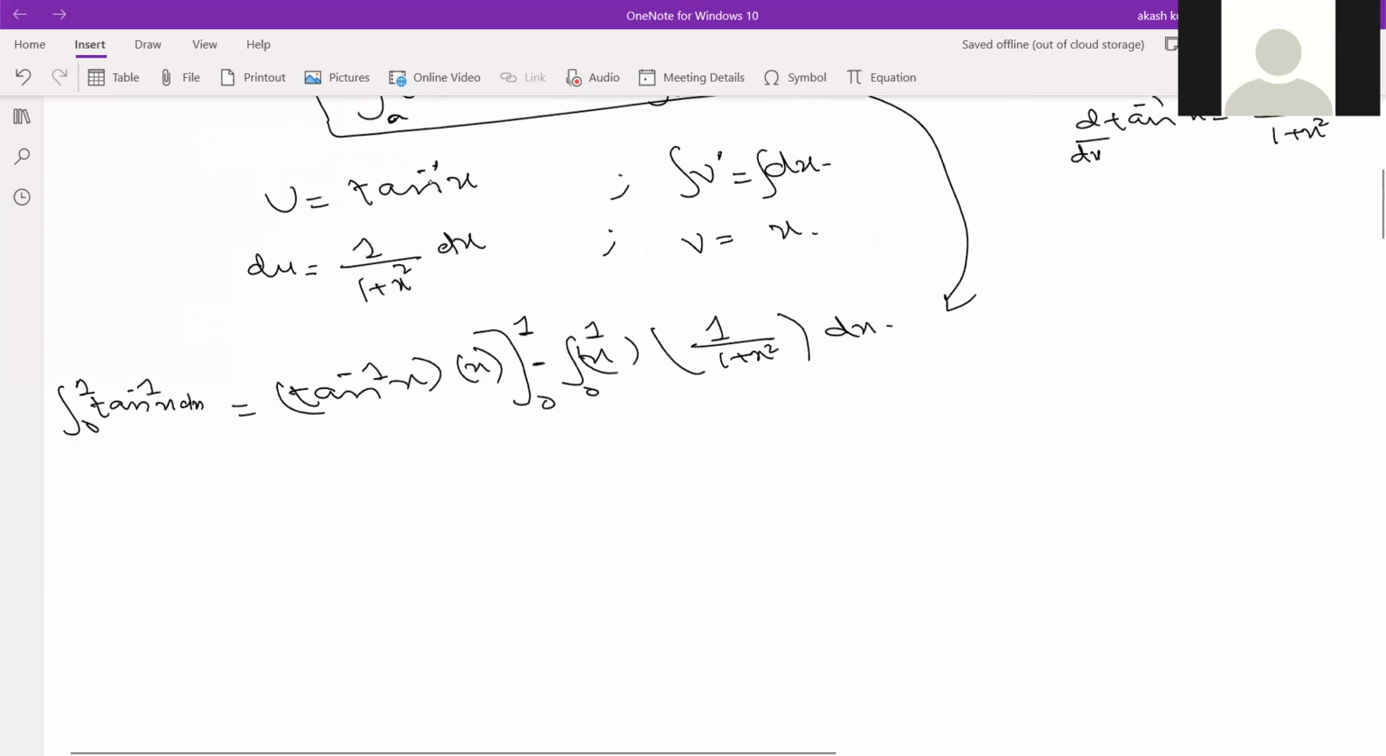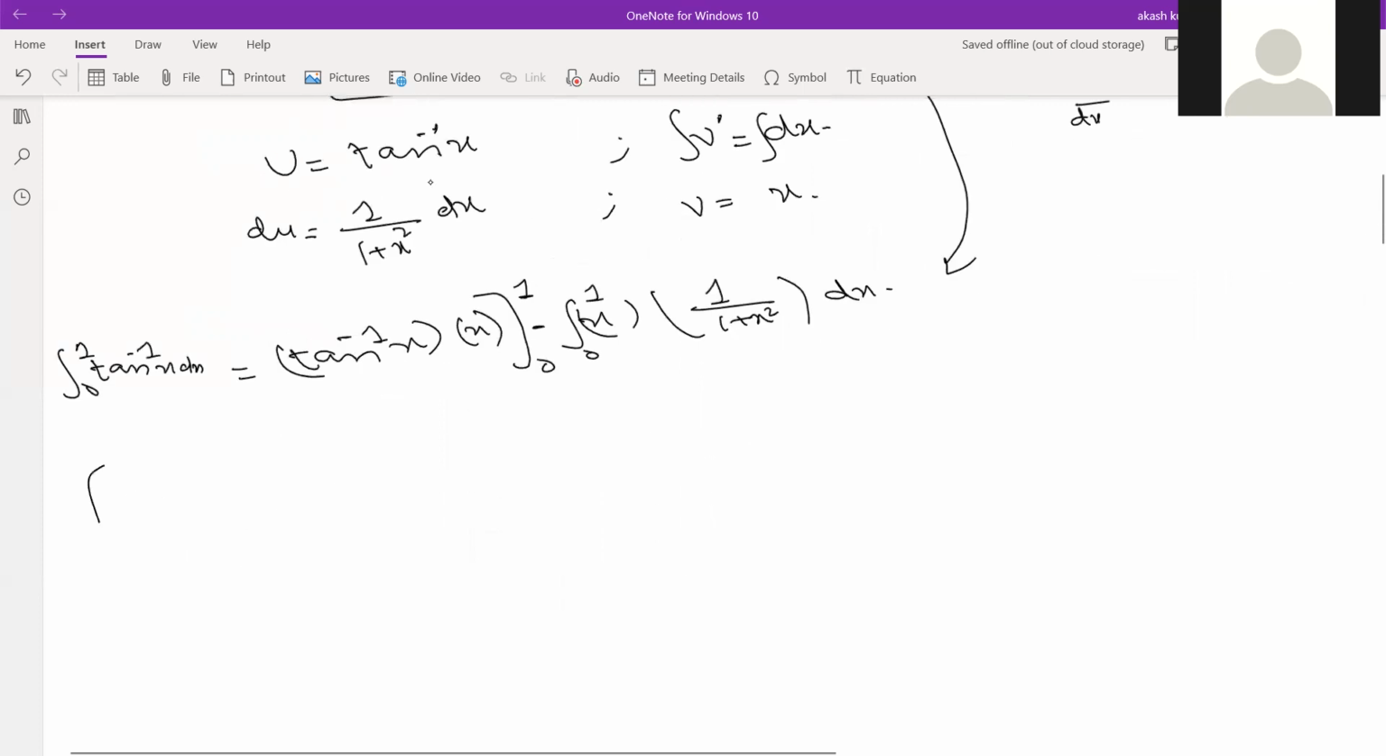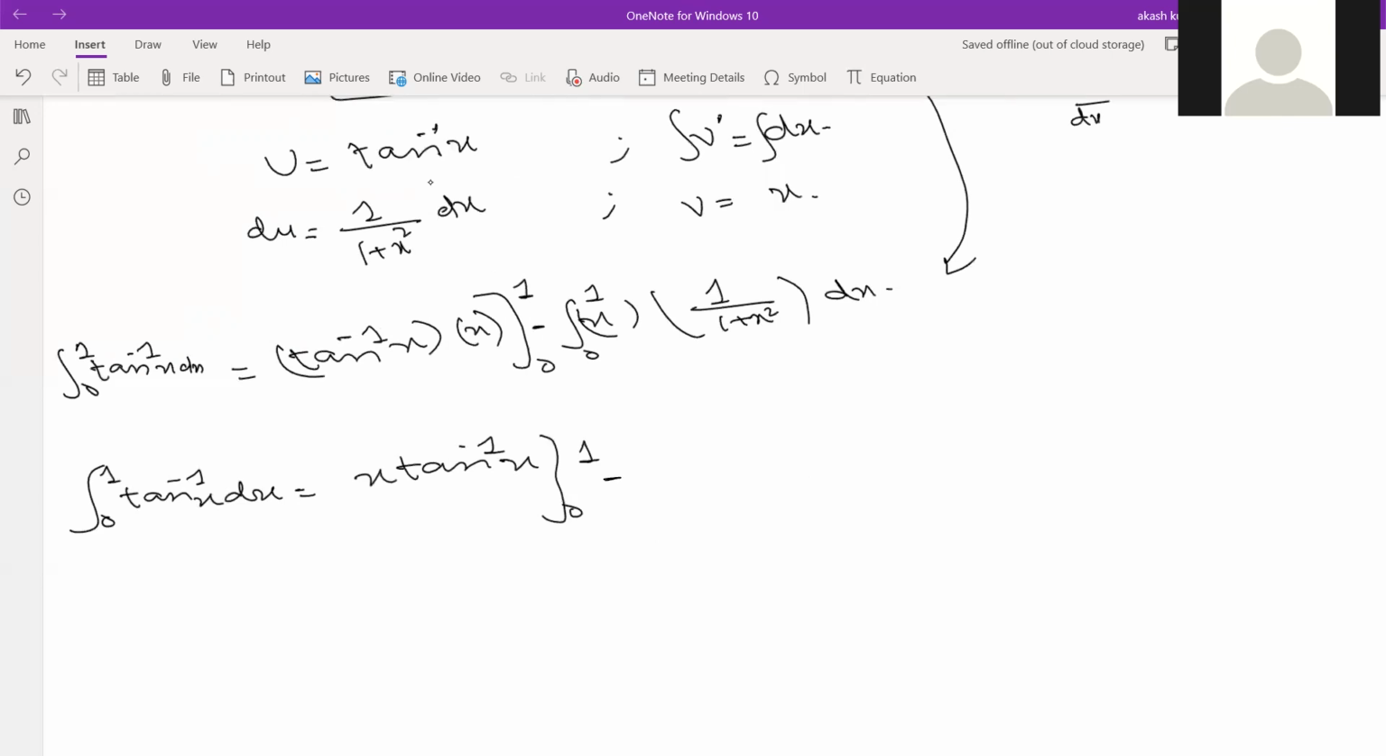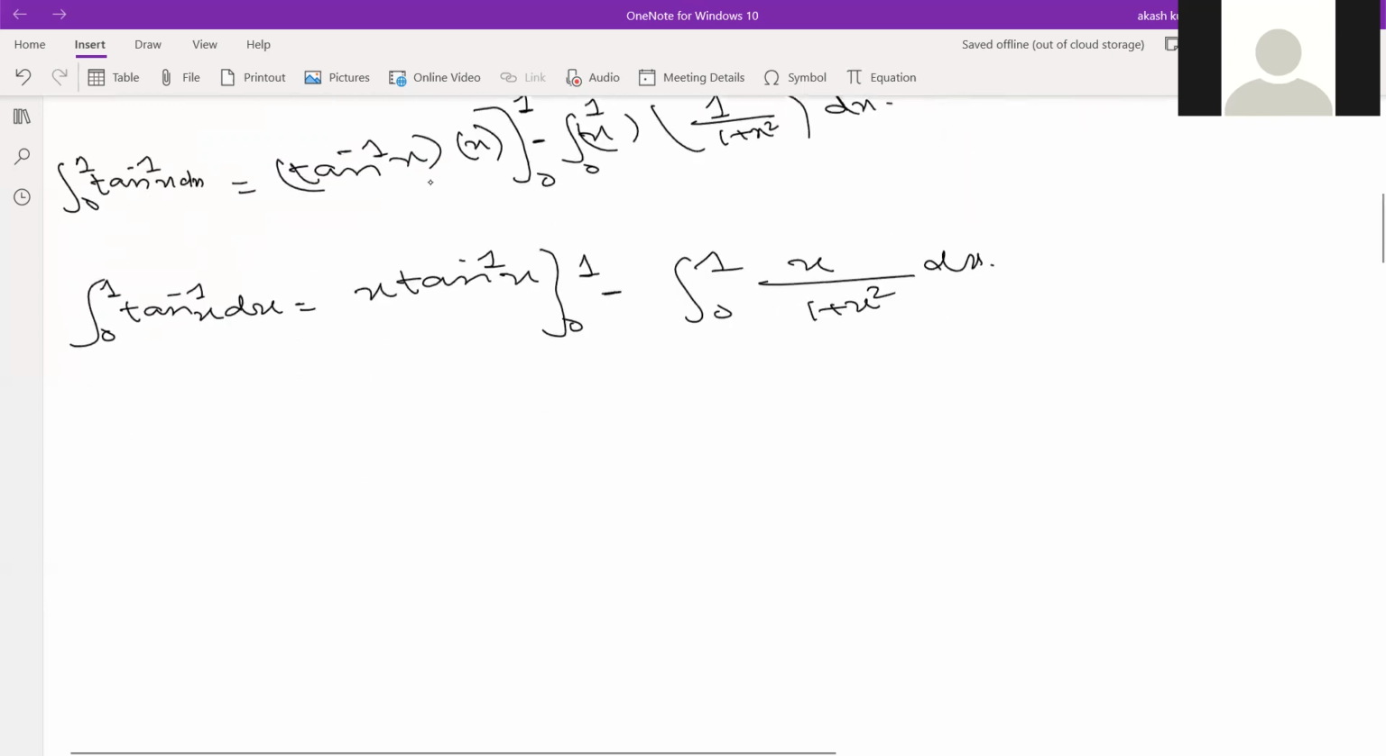Okay. And then it will become the integral from 0 to 1 of tan inverse x dx is equal to x tan inverse x evaluated from 0 to 1 minus the integral from 0 to 1 of x over 1 plus x square dx.